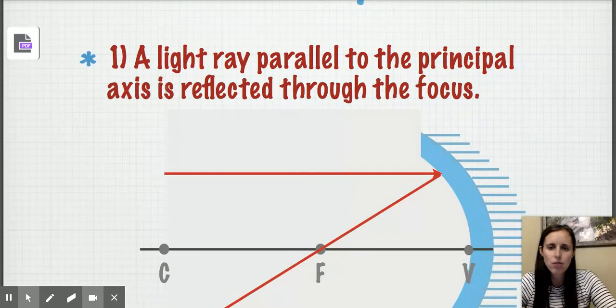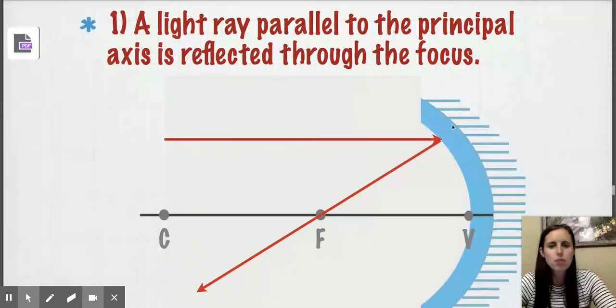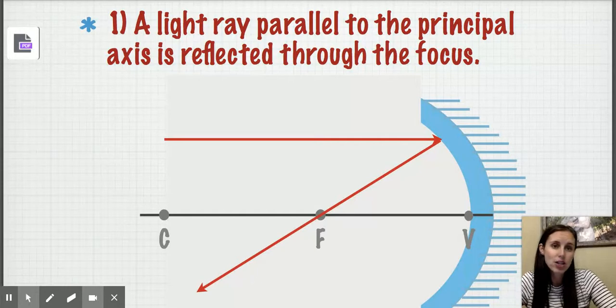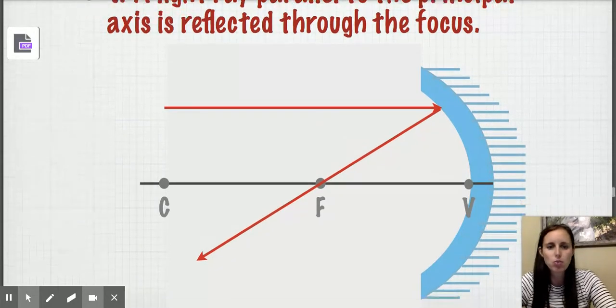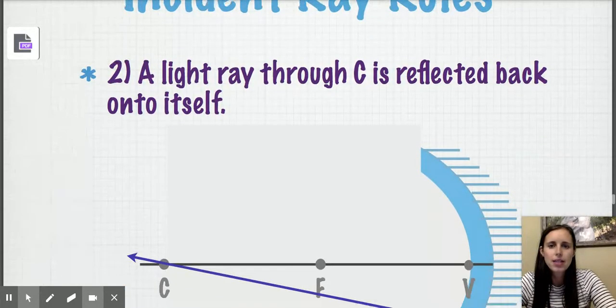It's color-coded in red. A light ray coming in parallel is going to be reflected through the focal point. We already know that. That's actually how we discovered what the focal point was. So rule 1: anything coming in parallel is going to be reflected through the focal point. Let's take a look at rule 2.